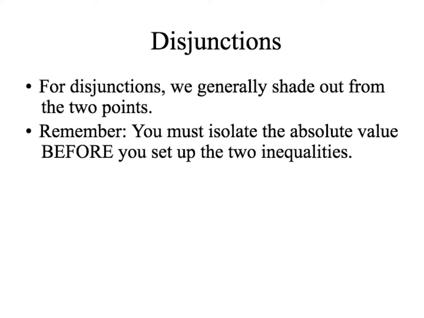So for disjunctions, we generally shade out from the 2 points. So again, there's that generally word. Not always, but generally, shade out from the 2 points, like you could see in the previous example. Remember, you must isolate the absolute value before you set up the two inequalities. That's going to help you figure out if it's a conjunction or a disjunction.